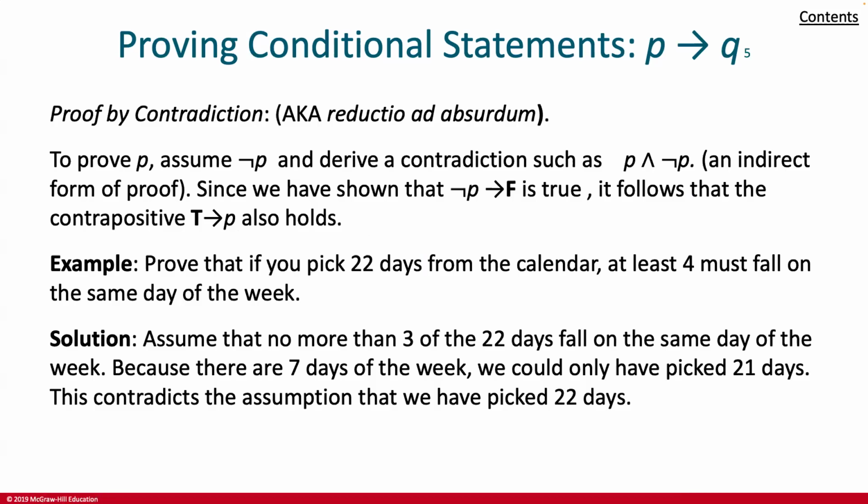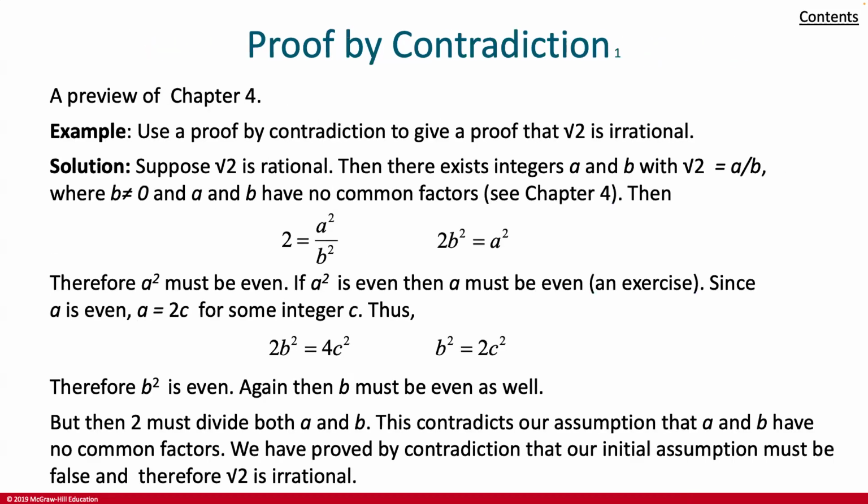So we're just starting to get a chance to get familiar with some of the proving methods and some of the tools that we've used for each of those. Here's a preview for chapter 4. Use a proof by contradiction to give a proof that the square root of 2 is irrational. And so here is the solution for what that would look like. You can go ahead and pause the video and look that over at your leisure.